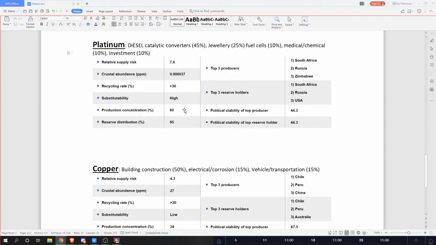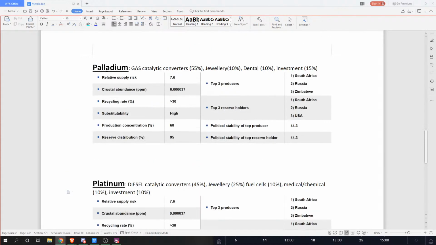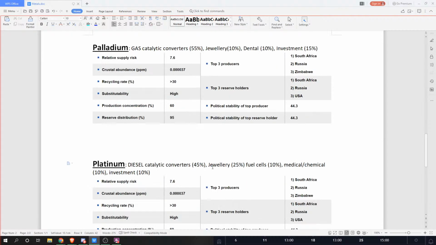So now that we have an understanding of what platinum and palladium are used for, mainly in catalytic converters, palladium is in gas catalytic converters, whereas platinum is in diesel catalytic converters. Those are going to be the two differences. And then platinum is also a little bit used as jewelry, whereas palladium is not really used as jewelry. So those are going to be the differences. And that's your overall top-level analysis of these two metals.